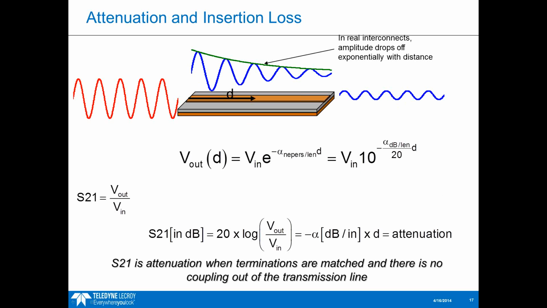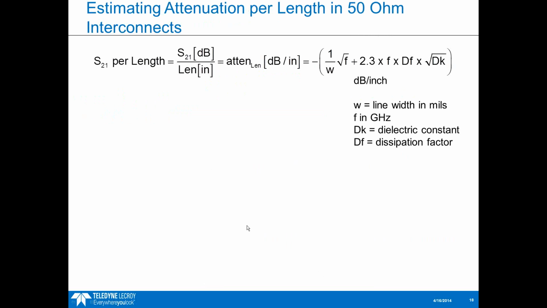So if the terminations are matched and there's no coupling out of the transmission line, then S21 is just the attenuation. So how much attenuation there is through the interconnect. So this is an estimate of the attenuation per length per inch of a transmission line.